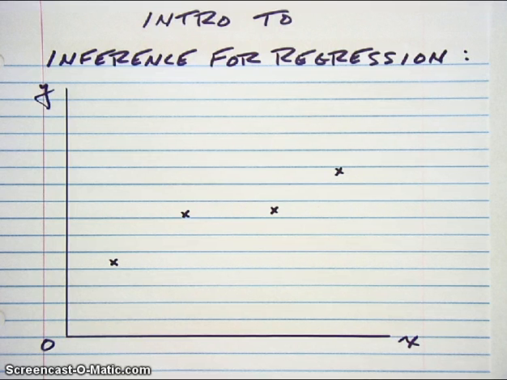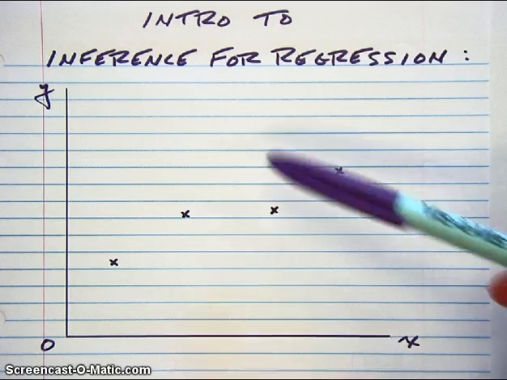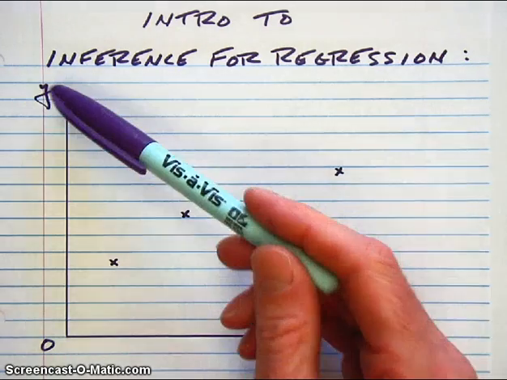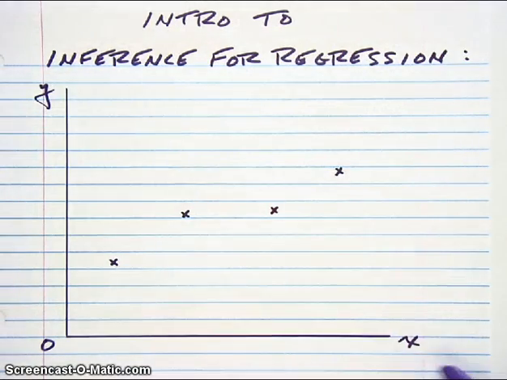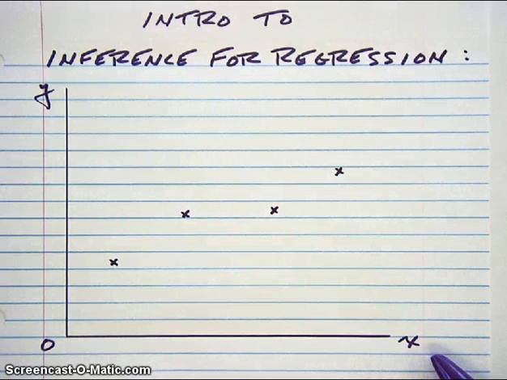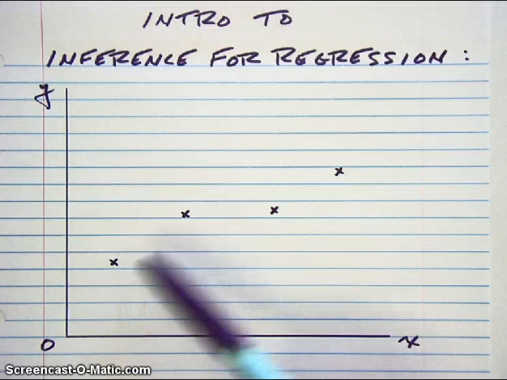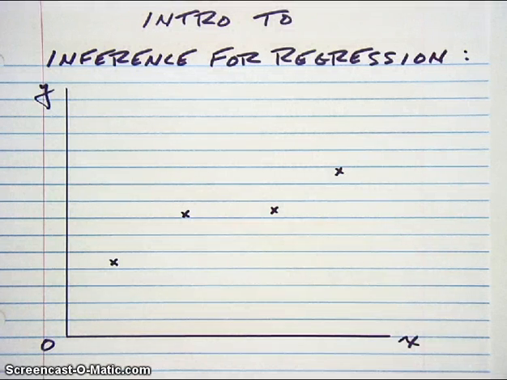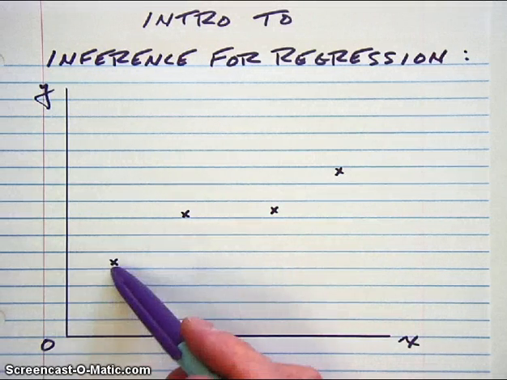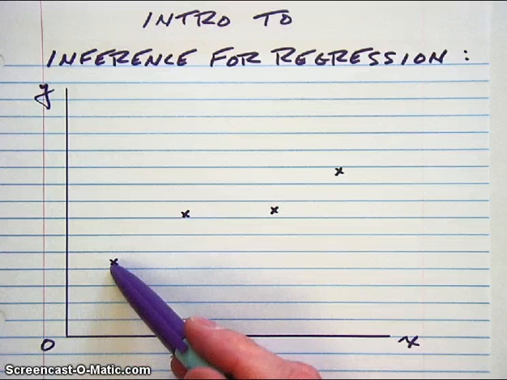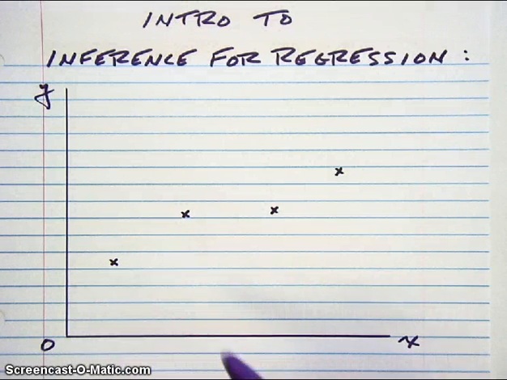The first thing you do when you're doing this kind of analysis is plot your data. We put the response variable on the vertical axis and the explanatory variable on the horizontal axis. And then we plot the joint occurrences of each of those variables for each individual in the data set. So for one individual, we have an x value and a y value. We plot that point, and so on for all the other values in the data that we have.